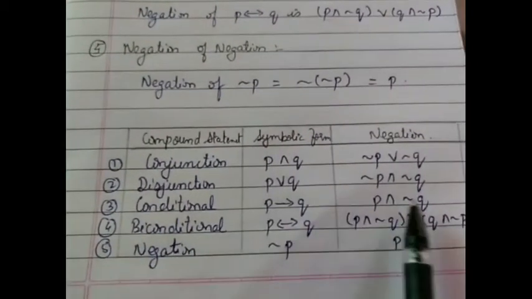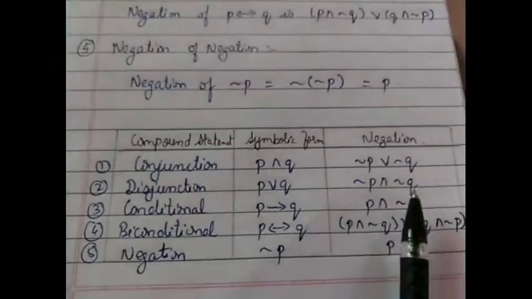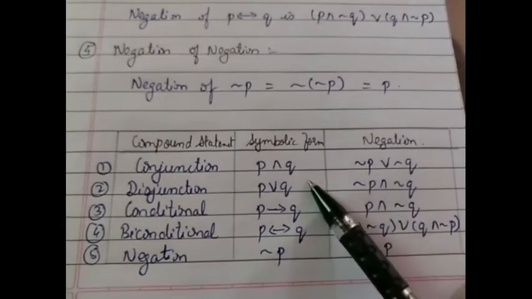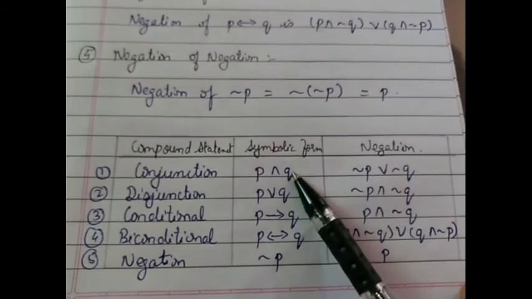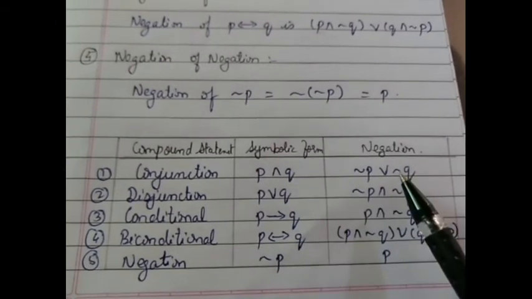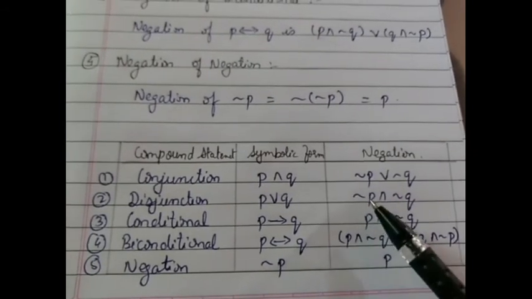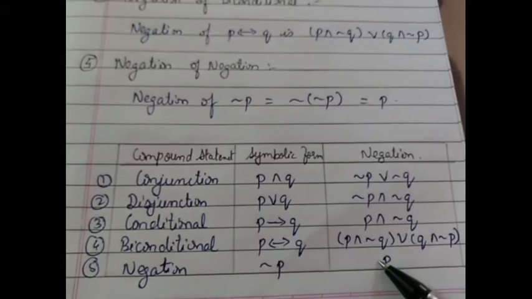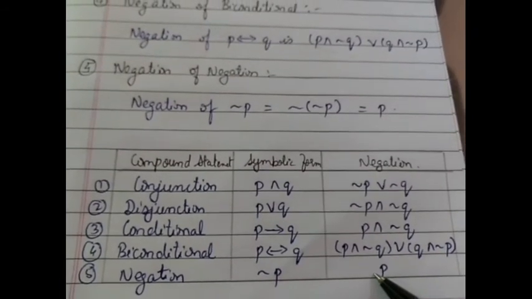I have written this in tabular form. See, it will be easy to remember. These are our 5 compound statements, this is the symbolic form, and these are the negations. So negation of P and Q is negation P or negation Q. Negation of P or Q is negation P and negation Q. Remember these 5 formulas to solve problems based on negation of compound statements.